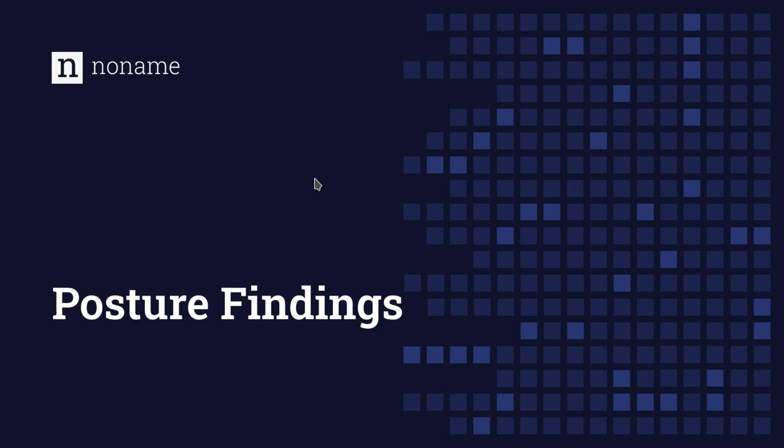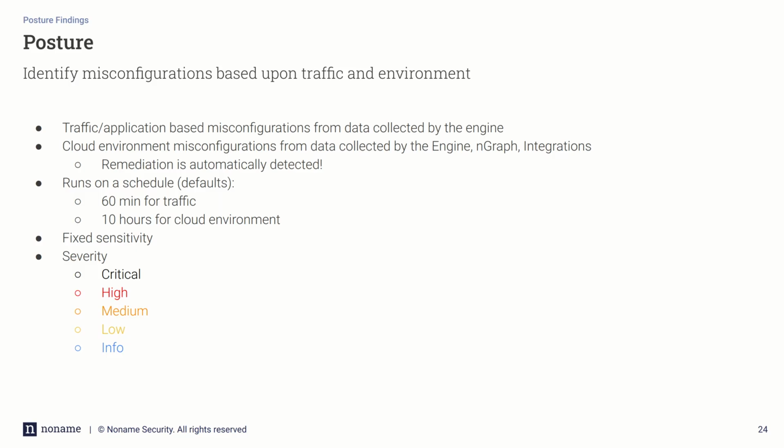Let us talk about posture findings next. Posture findings is all about identifying misconfigurations, right? It could be misconfigurations at the application level, it could be misconfigurations at the environment level, right? Traffic and application-based misconfigurations are identified because of data collected by the engine, right?